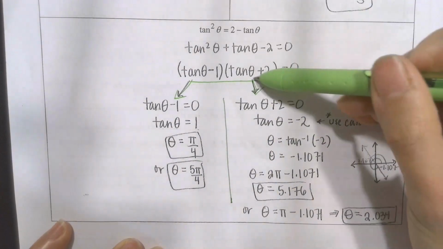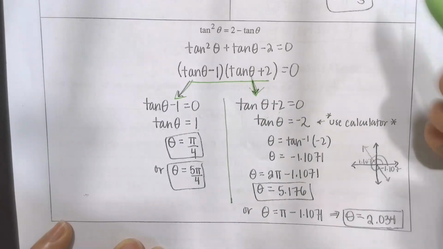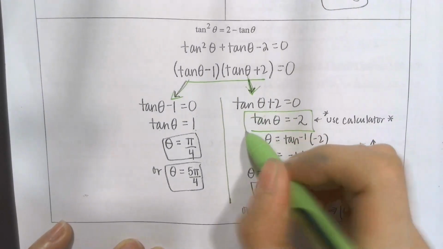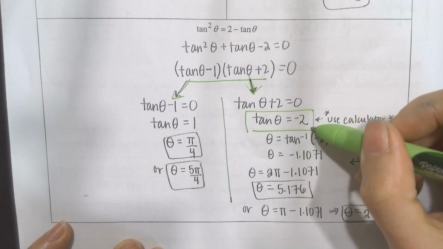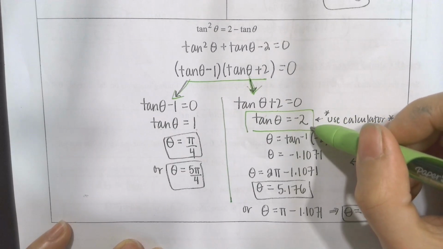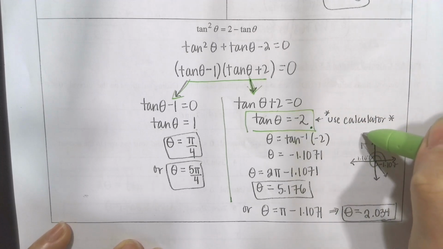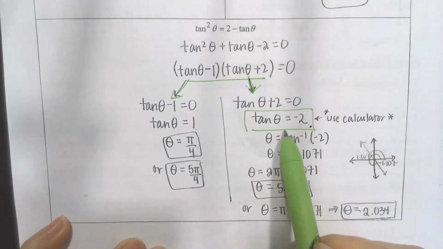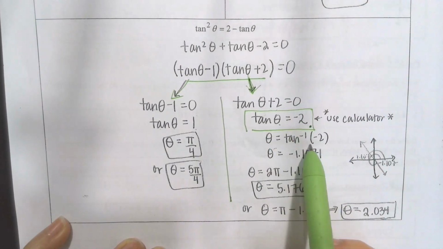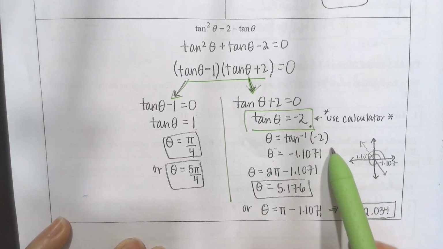However, notice over here when you set it equal to 0, you get tangent of theta equal to negative 2, which is not a value that we learned in the unit circle. So what are you going to do? Actually, for that part, you need to use the calculator. I know the directions don't say it, but you really need to. So you're going to do the inverse of tangent, then plug that in your calculator. Make sure your calculator is in radian mode.